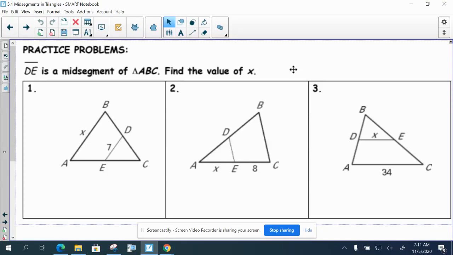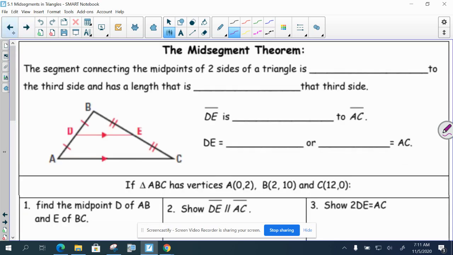Hi everyone, this is lesson 5.1 and we are going to do some practice problems related to the activity that you did a few days ago. So what you learned is the mid-segment theorem. A mid-segment is a segment that connects the midpoints of two sides of a triangle, and there would be three mid-segments within a triangle, as you drew from the GeoGebra activity.